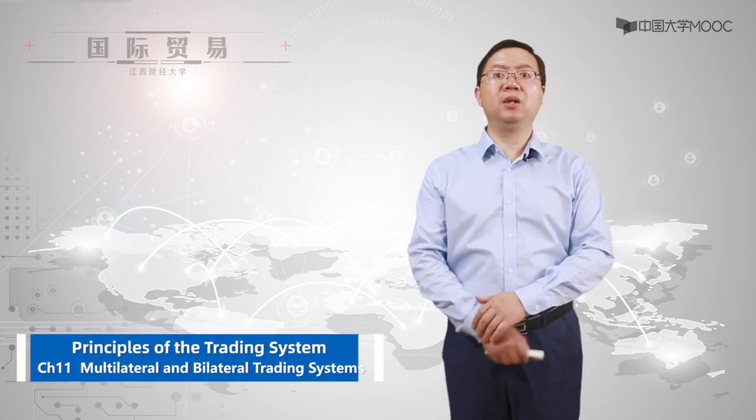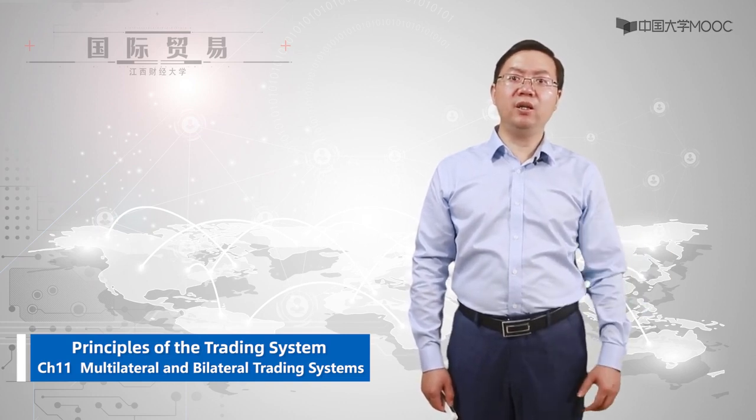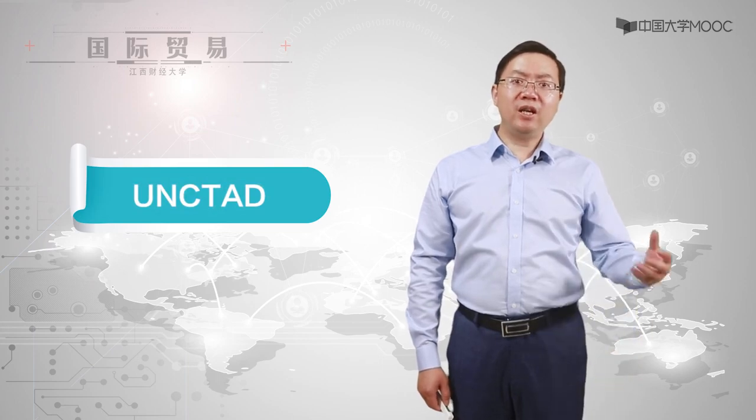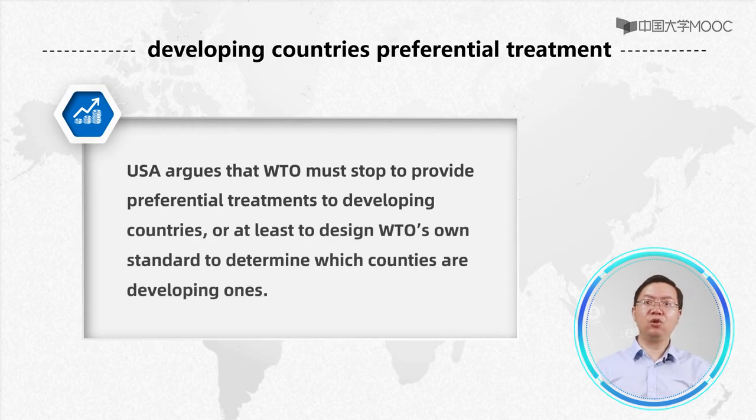But as for this, we also need to recognize that it's a very controversial topic. Somebody says WTO shouldn't include developing countries and development issues into negotiations and agreements. They are the obligation of other international organizations, for example, the United Nations Conference on Trade and Development. In the recent WTO reform debates, developing countries' preferential treatment is also a focal point. USA argues that WTO must stop providing preferential treatment to developing countries, or at least design WTO's own standards to determine which countries are developing ones. However, China supports WTO continuing to provide preferential treatment to developing countries and views this as a key point of the multilateral trade system.